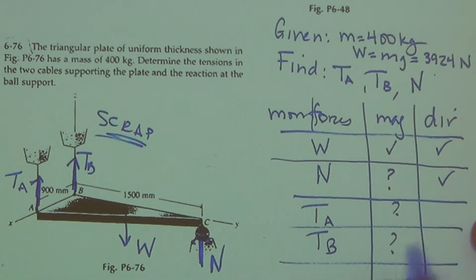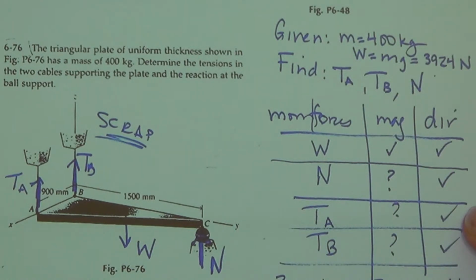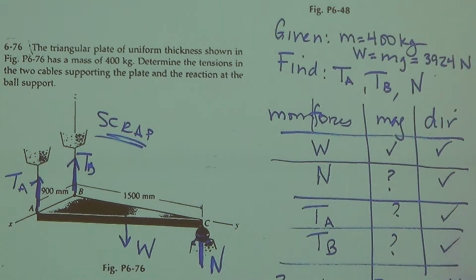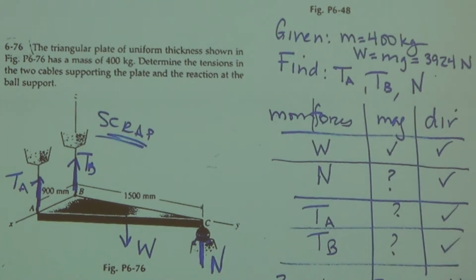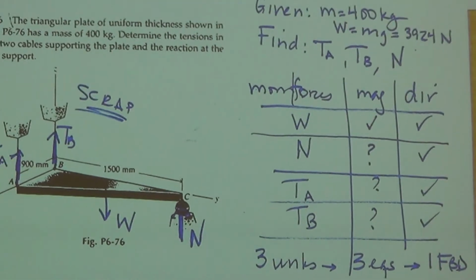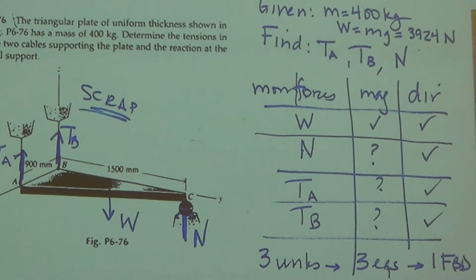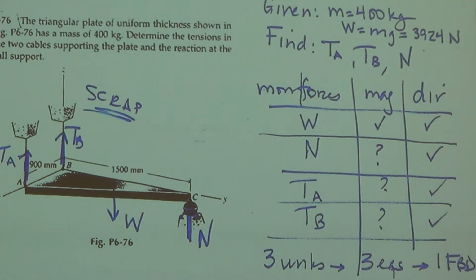We don't know, but know this. How many unknowns are there? 3 unknowns. How many equations? How many free body diagrams? 1. So what body do you want to draw a free body diagram of? The plate. There's only one body there. The plate.